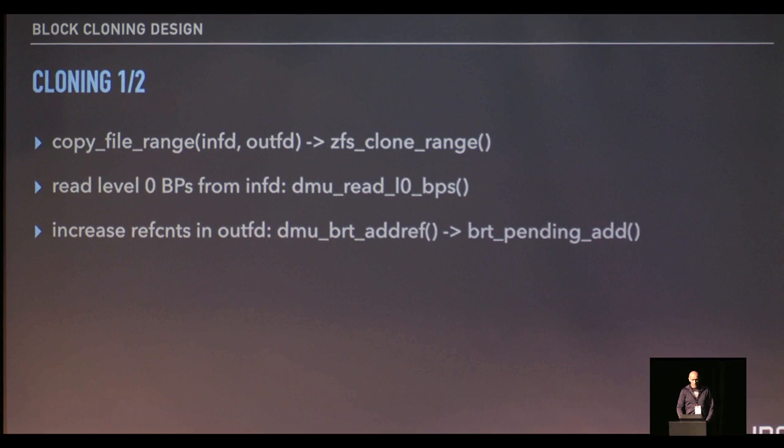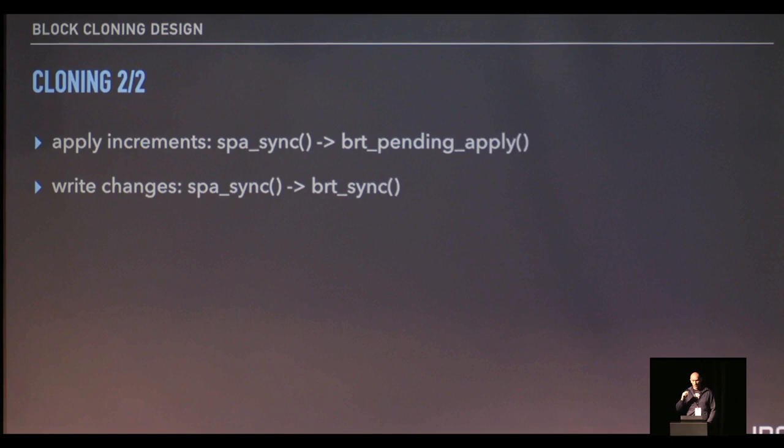Okay, so cloning is divided into two parts. When we do the clone, we will call zfs_clone_range. It will read the level zero block pointers from the source file, and it will remember which blocks need a reference bump on this pending list, let's say. But once we get to the syncing context, we will apply all those changes that we made. So we increase the reference counts for some of the blocks, etc. And in syncing context, we'll just sync everything to the disk. So there are two parts to consider.